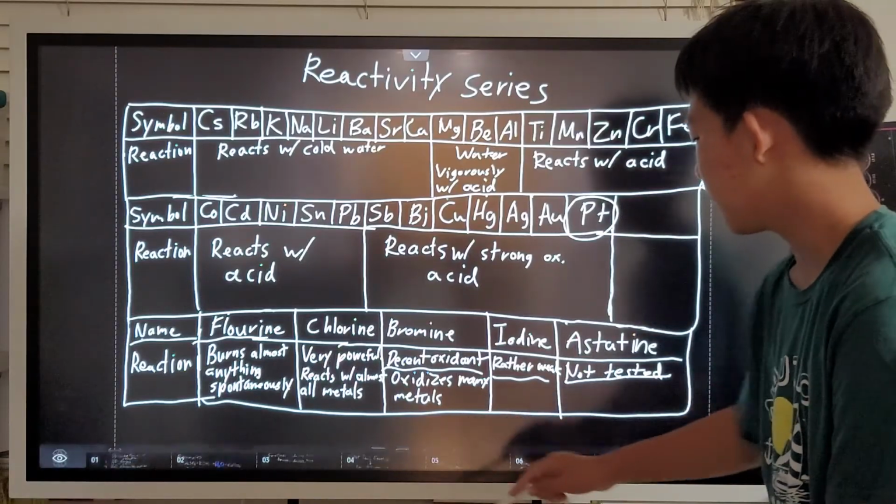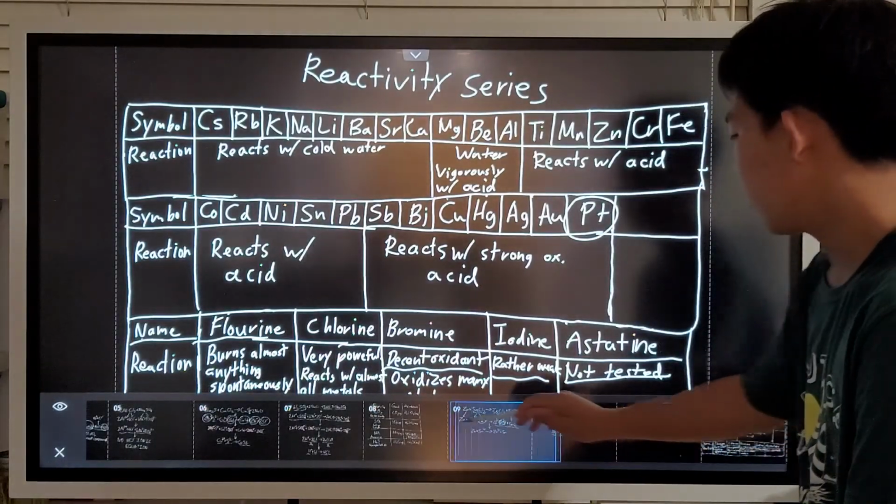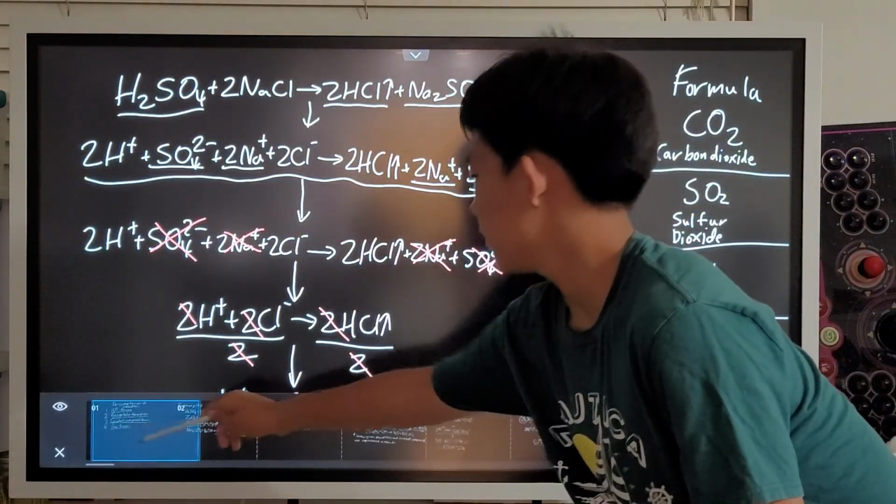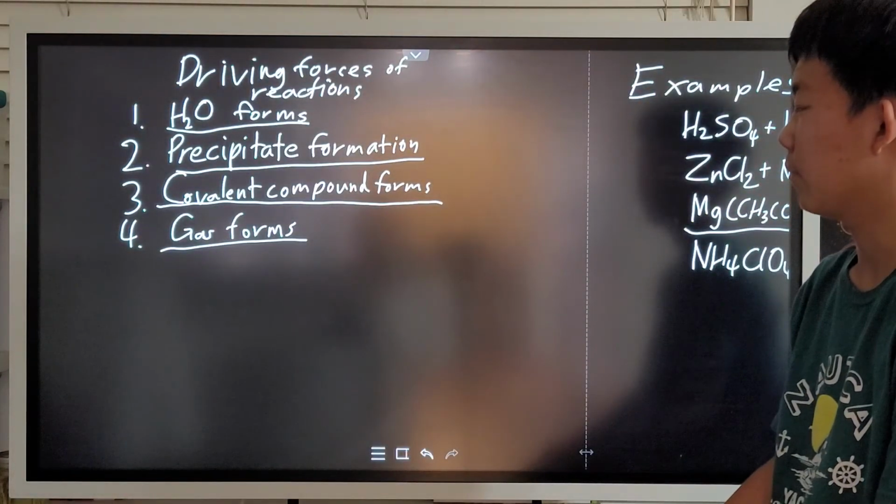So that was AP Chemistry Part 7, and we learned about how to produce net ionic equations and what the driving forces of chemical reactions are.